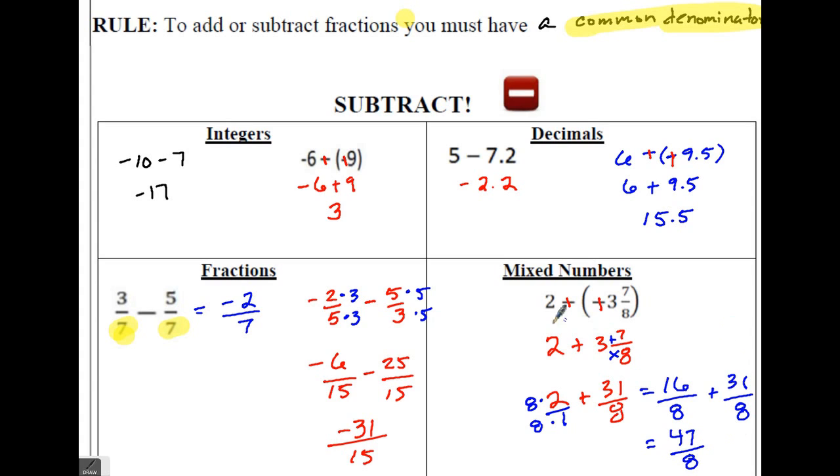Okay. Now on mixed numbers, you can't do this in the calculator. You would have to change this to really what you have here, 2 plus 31 over 8. Then we'll plug it in. You're going to get a value as a decimal, but click math, enter, enter, and you end up with your fractional value of 47 over 8.